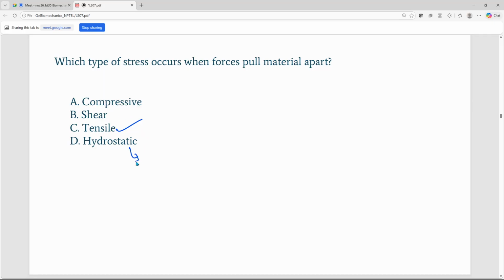Hydrostatic force is the force that acts upon a body that is immersed within a fluid. When a body is immersed within a fluid, the fluid will exert force on all the surfaces of that body, which will result in a stress known as hydrostatic stress.